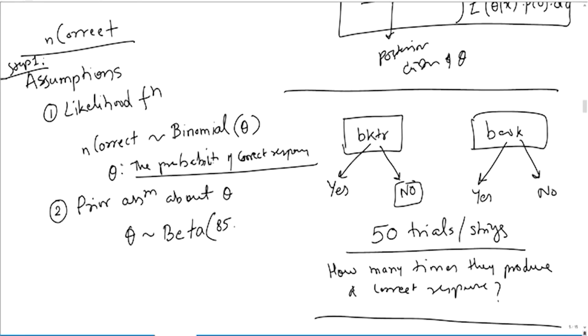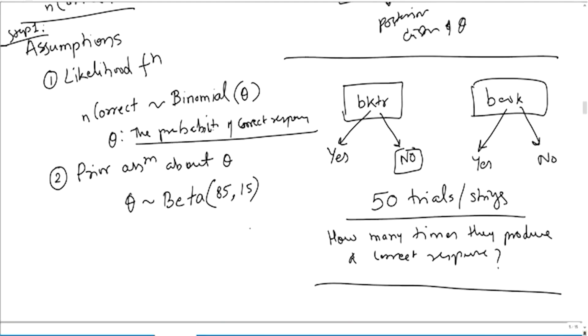Beta with first shape parameter 85, second shape parameter 15. This would give me a reasonable prior distribution around theta. So this is fine. So far I have the likelihood and prior assumption about theta. So my assumptions are all in place.